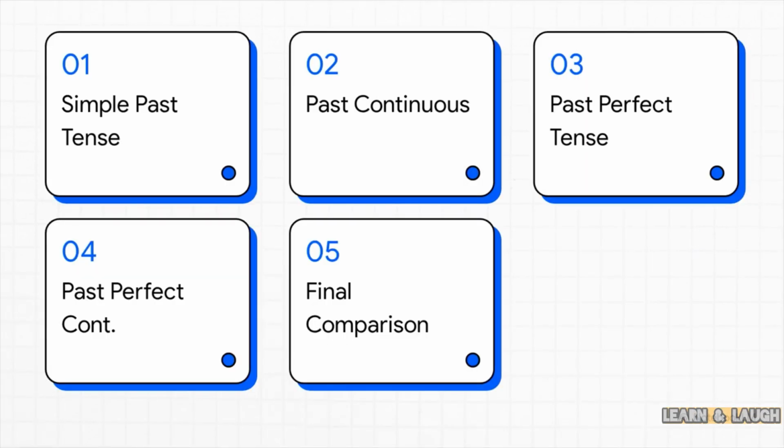Here's our game plan for today's session. We're going to start with the simple past tense, then move right into the past continuous, step it up to the past perfect, and finally tackle the past perfect continuous. And to wrap it all up, we'll do a side-by-side final comparison so you can really see the differences.